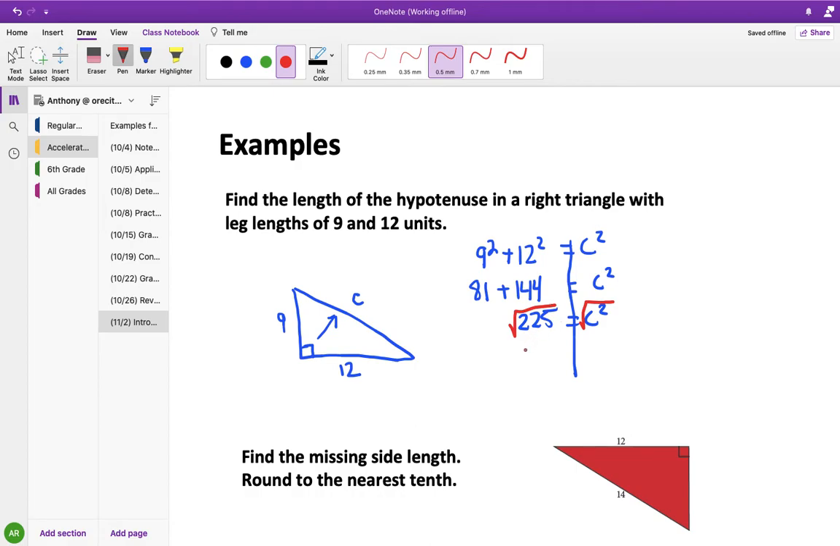In your calculator, you want to enter the radical sign and then the number 225 and hit enter. You'll find that C equals 15, or 15 equals C. That is the length of this side. So I could say the hypotenuse is 15 units. Remember, when you're taking the square root of a value, it's undoing the square.